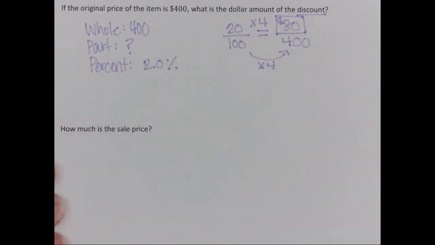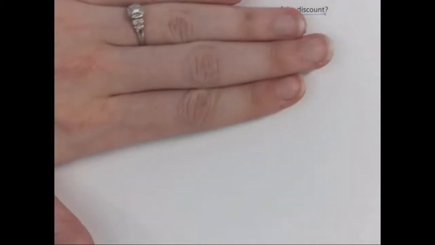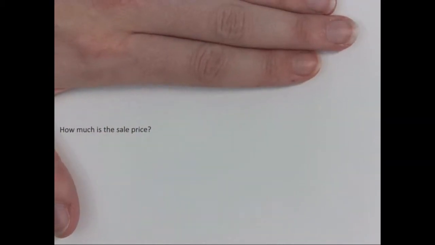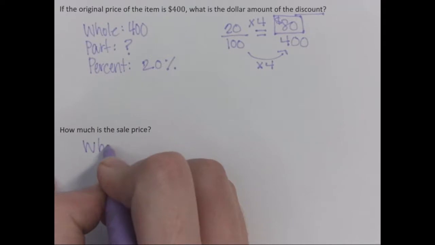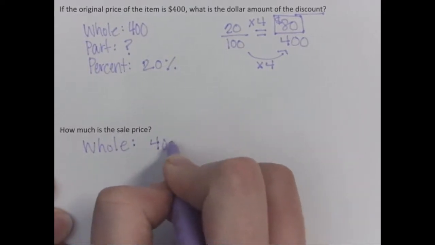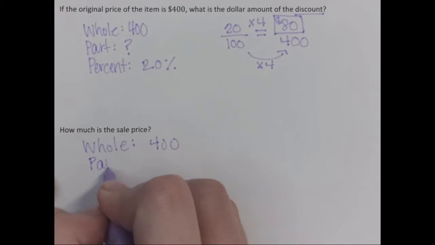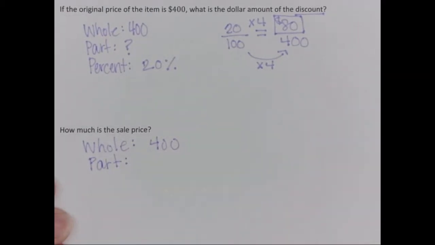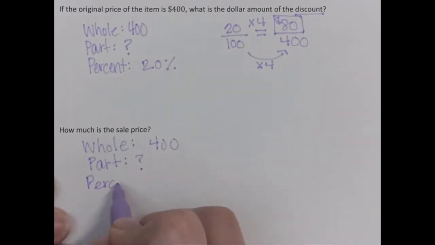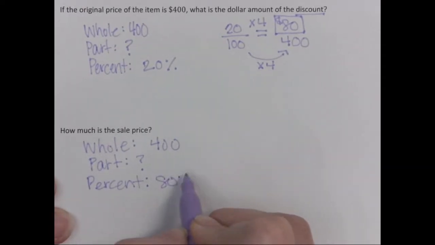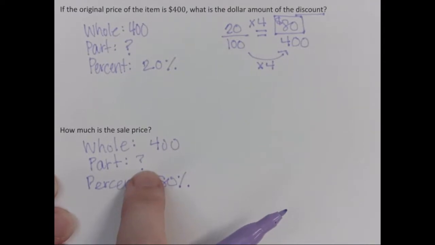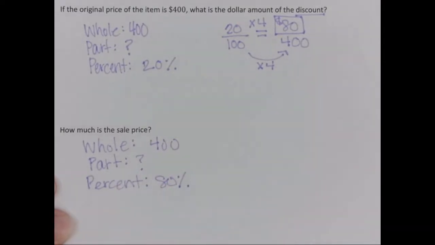Okay, there's 2 ways to do this. If, for example, we did not do the first part and we were only asked what the sale price is, we could write that the whole was what? $400. The part we want now is the sale price. We don't know it. We want to find that part. The percent that is equal to the sale price is what? 80%. Yes, 80%. Because the sale price is the percent that we pay after the discount.